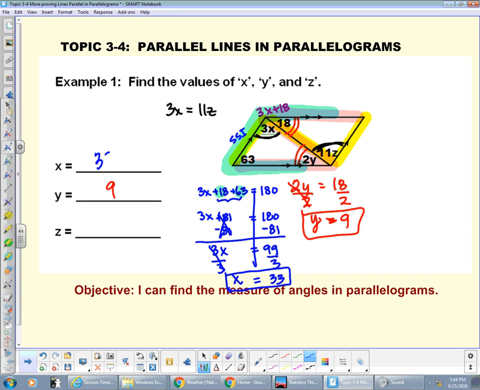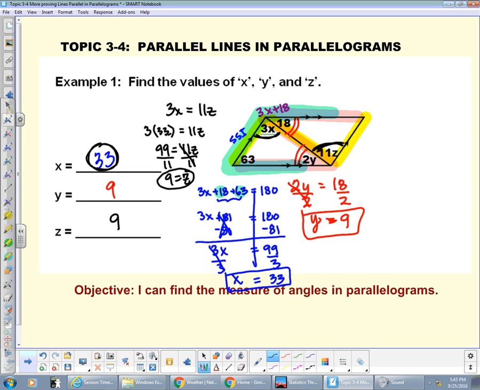So now I know x is 33. I know y is 9. And the only thing left to find is z. Now I can find z because I know that x is 33. So if I do 3 times 33 equals 11z, 3 times 33 is 99 equals 11z. Divide both sides by 11, and as it turns out, 9 is equal to z. So y and z actually happen to be the same thing here.